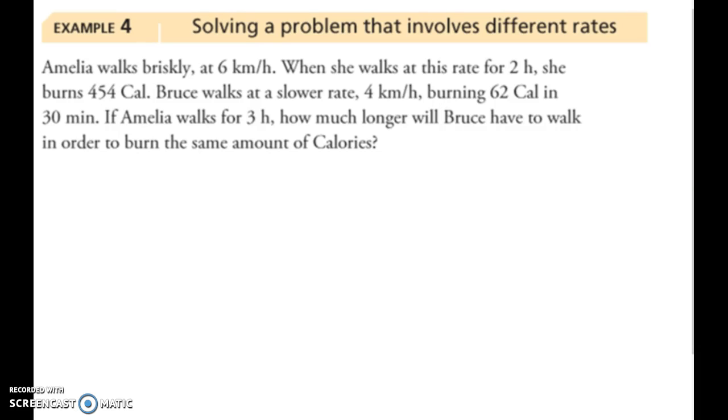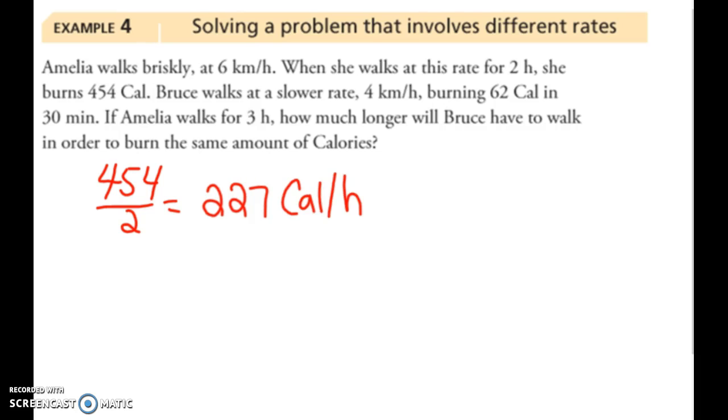Okay, and our final example 4. Amelia walks briskly at 6 kilometers per hour. When she walks at this rate for 2 hours, she burns 454 calories. So if we go 454 calories divided by 2, that means she's burning approximately 227 calories per hour. Okay, so this is Amelia.